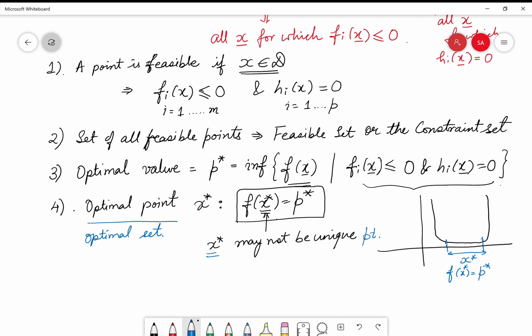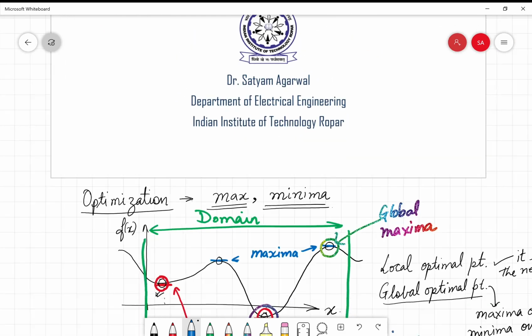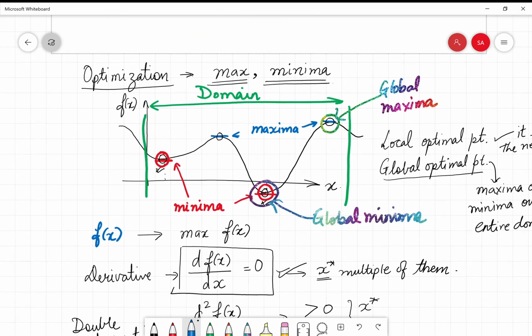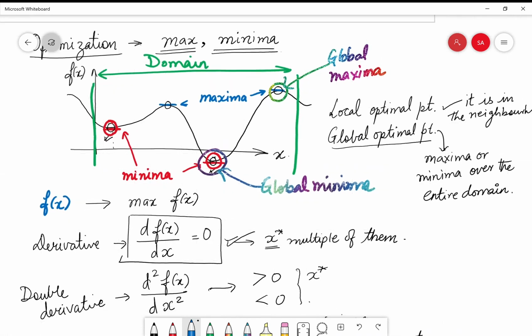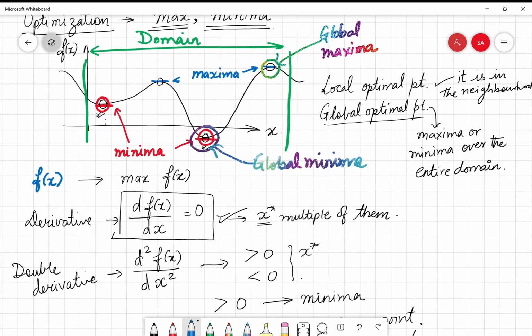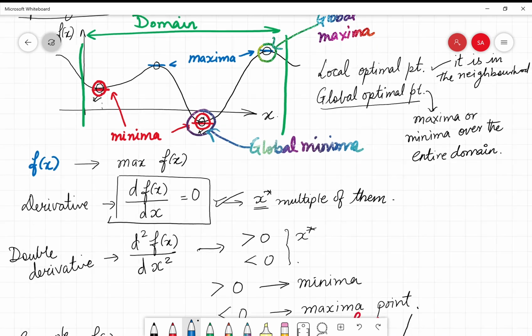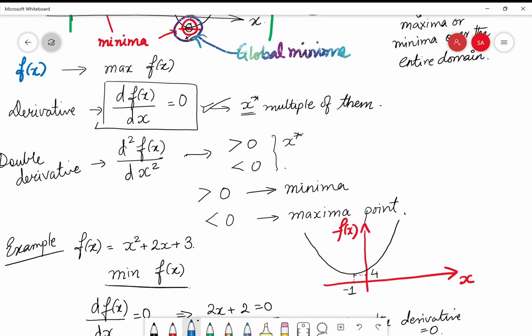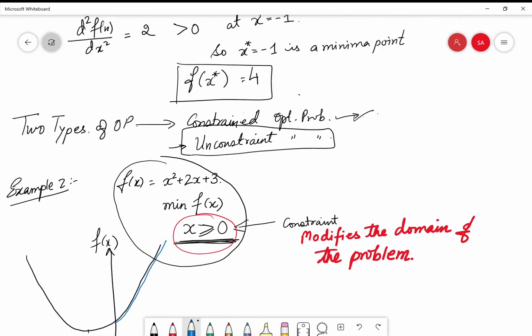So I stop here. Let me do a quick revision of what we discussed in this particular class. We started with the optimization problem, the maximization and minimization optimization problem. We talked about the global and the local minima points. Then we also talked about how we figure out the optimal points in such functions. We took the derivative, equated it to 0. We figured out the double derivative. If it is greater than 0, the function attains a minima. If it is less than 0, it is a maxima. And we saw some examples of this.